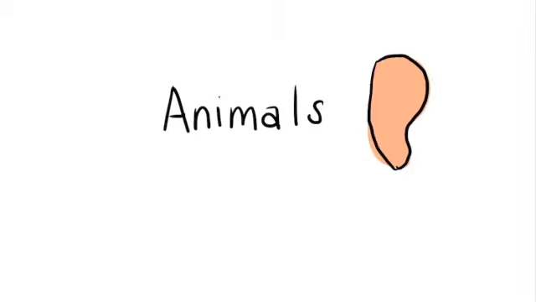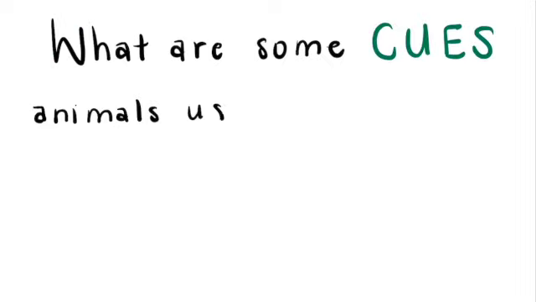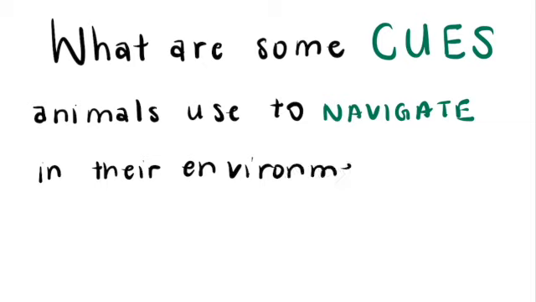Other animals have a diverse set of abilities to sense cues other than what humans can detect and use to navigate. What are some of the cues animals use to navigate in their environment?